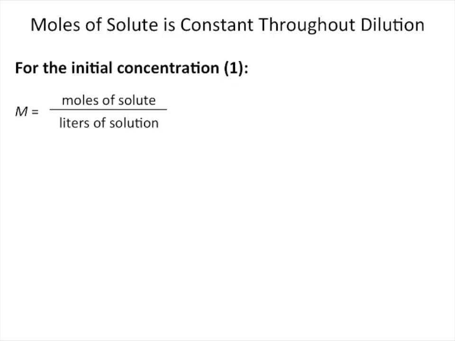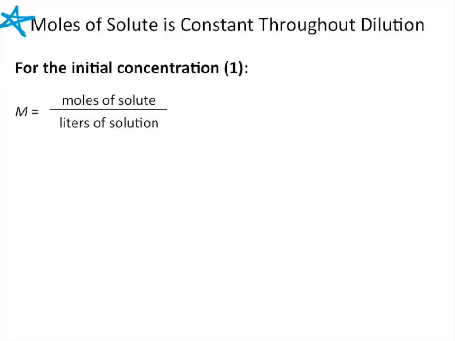So we need to know how to calculate what happens to the concentration after a dilution. So the big key here is that the moles of solute is constant throughout the dilution. You're not adding or removing molecules of solute, you're just changing the volume of solvent in which they're dispersed.